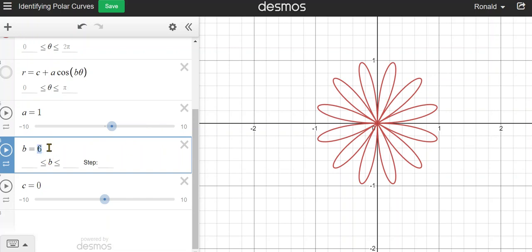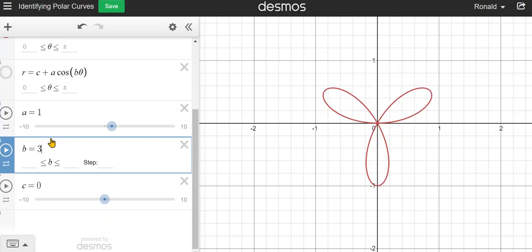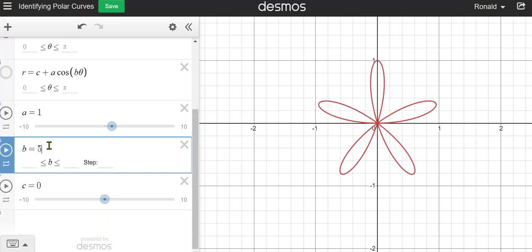If I change the B value to 12, you can count them, but take my word for it, there are 24 petals here on this rose curve. If the B value is odd, like 3 or like 5, then the number of petals is equal to the B value. So an odd B value, the number of petals equals the B value. An even B value, the number of petals will be 2 times the B value.